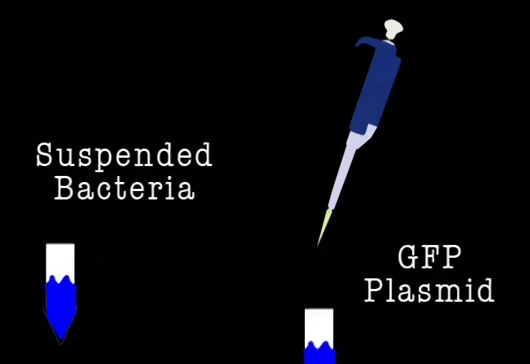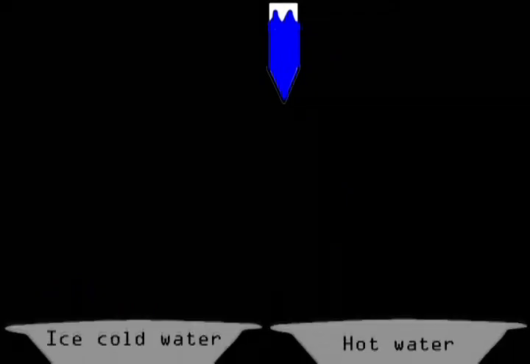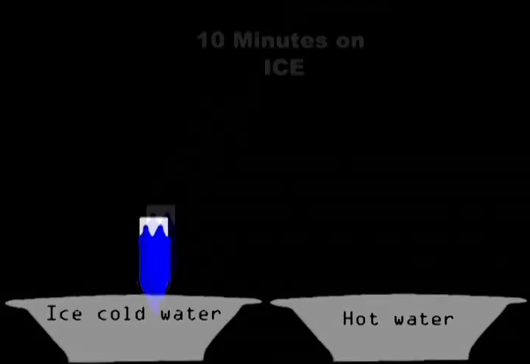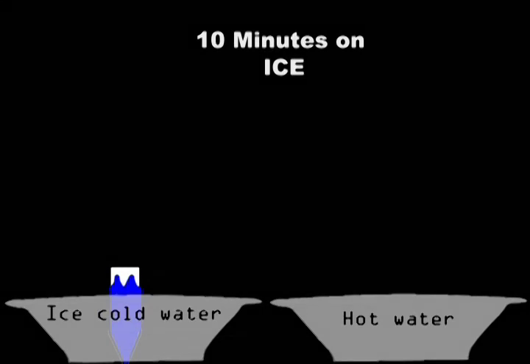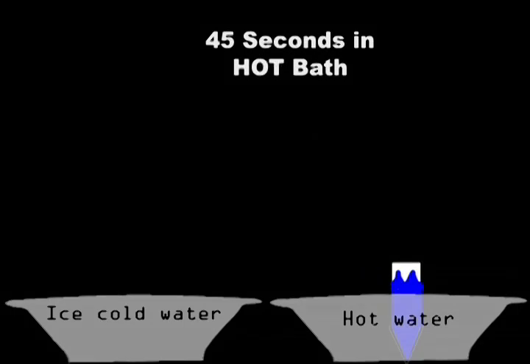Then pipette 10 microliters of the GFP plasmid into the other microtube. We add calcium chloride to neutralize the charge. Then we place the bacteria on ice to slow the movement of that plasma membrane. Then we place the bacteria in a hot water bath so the plasmid can move inside the bacterial cell.